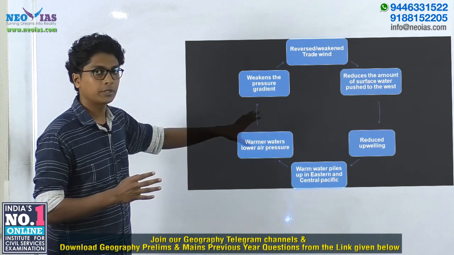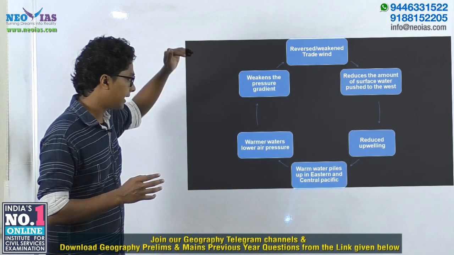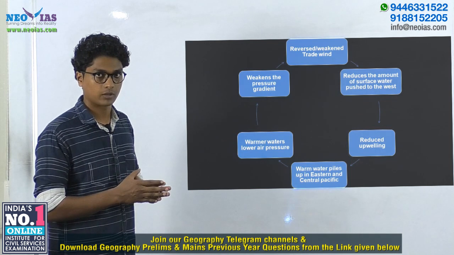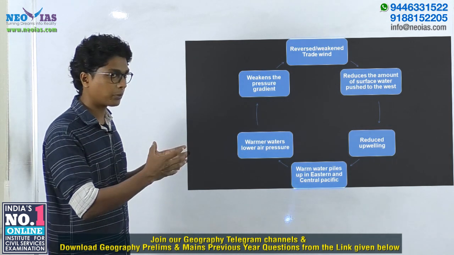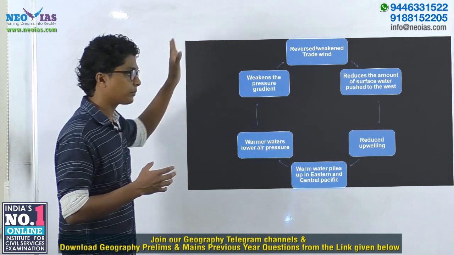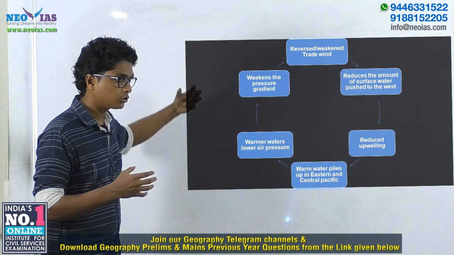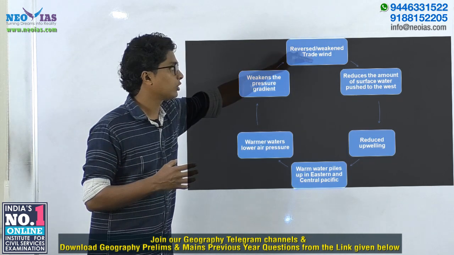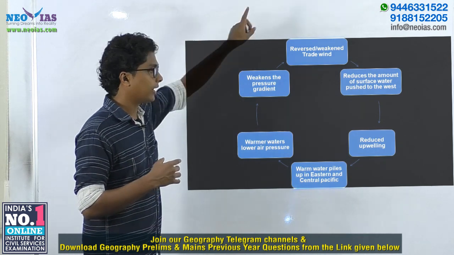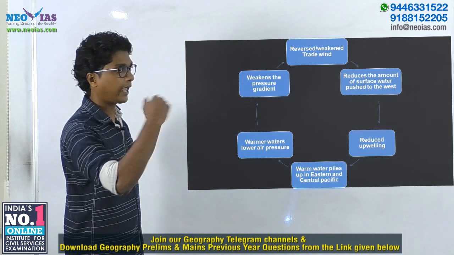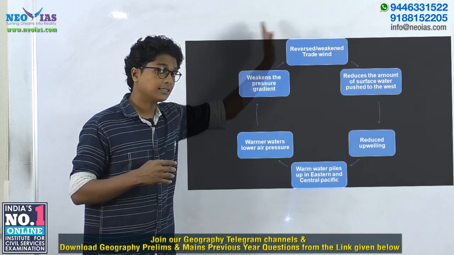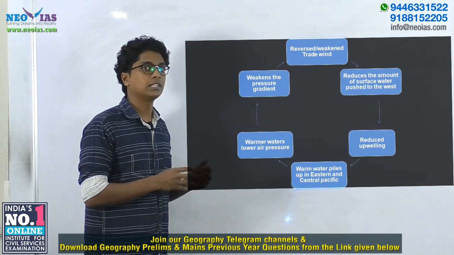So the warm water piles up in the Eastern and Central Pacific, and the warm water reduces the air pressure over the Eastern Pacific, right? Now if you look at the air pressure, the low pressure is over the Eastern Pacific and high pressure is over the Western Pacific, which is not suitable for the formation of normal trade wind. So this process weakens the pressure gradient. Pressure gradient means difference in pressure, right? The air moves due to the difference in pressure.